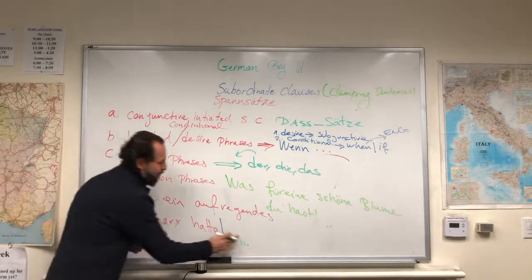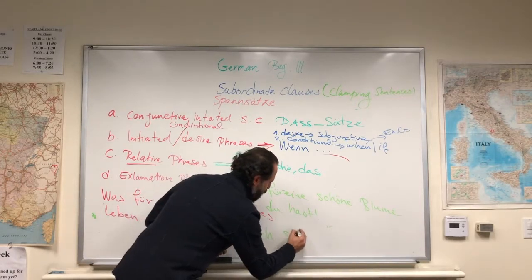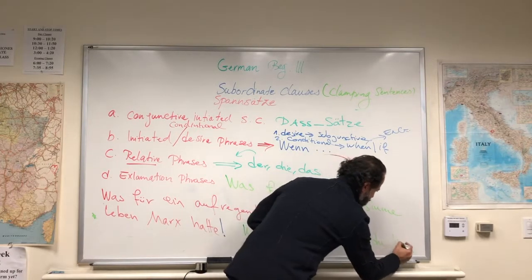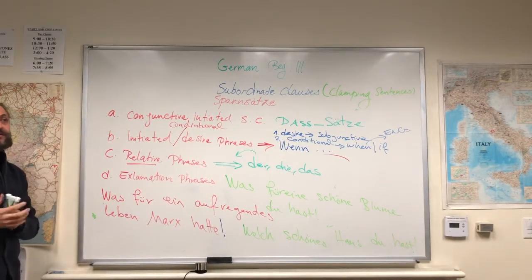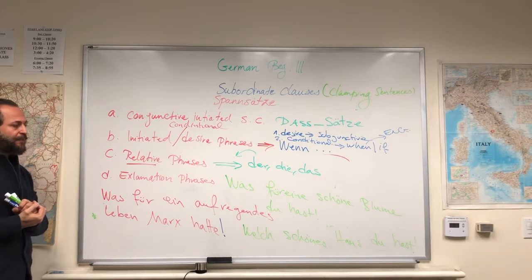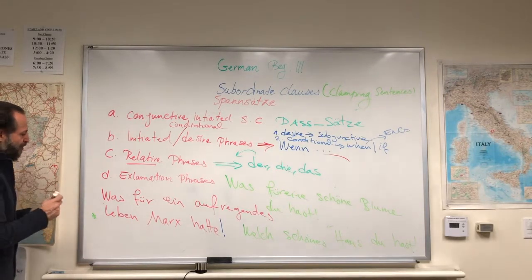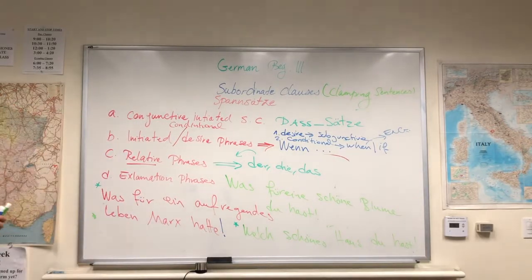Or I can say, welch schönes Haus du hast. Welch schönes Haus du hast. What a beautiful house you have. Exactly. Welch schönes Haus du hast. So it doesn't need to be necessarily just was. It could be another interrogative pronoun or interrogative adjective. But in this case, it's not a question. It is rather a surprise.